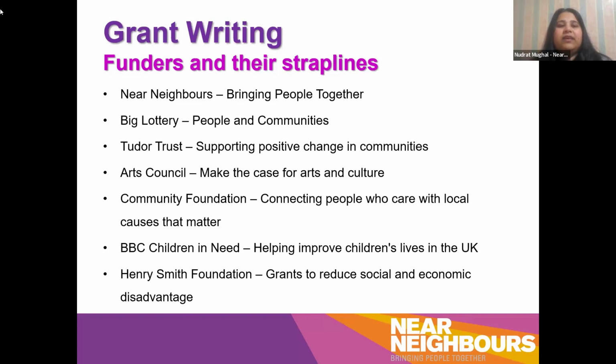Some of these straplines give you an idea of the type of funding that these funders would give out. For example, Henry Smith, they give out a few different types of grants. One example of reducing social and economic disadvantage is they fund recreational trips for groups of young children who have experienced or are experiencing disadvantage, or who have disabilities.